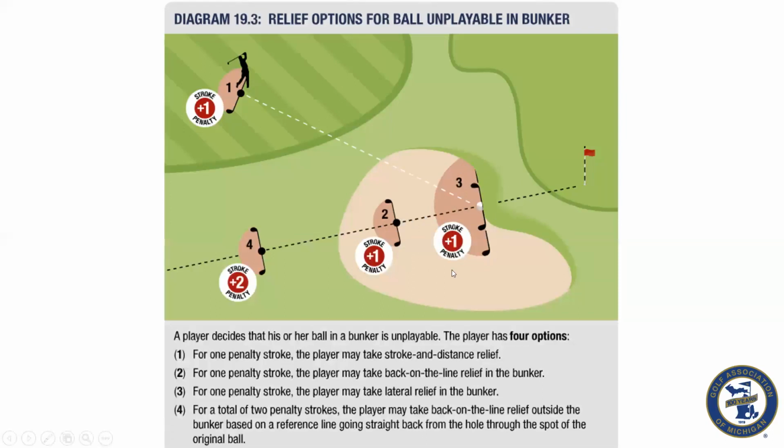And the new option, the new wrinkle, is to be able to take it back outside of the bunker for 2 strokes, and you use the point was in the flag and keep going as far back. So that's the same reference as that back on a line, but in this case we're allowed to go outside the bunker, but it's going to cost us 2.